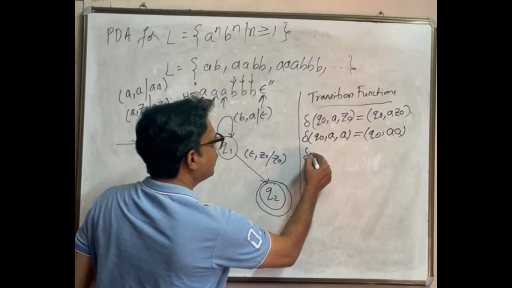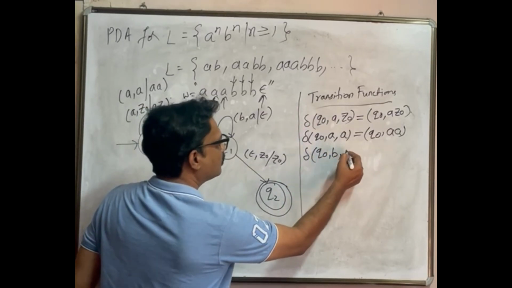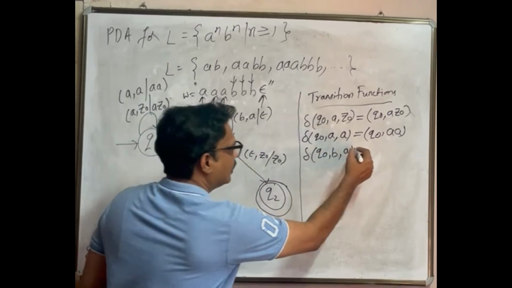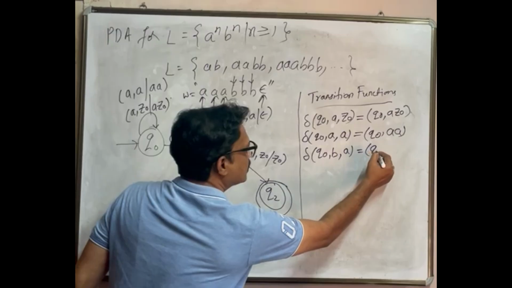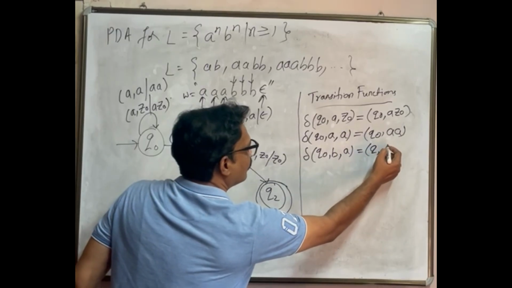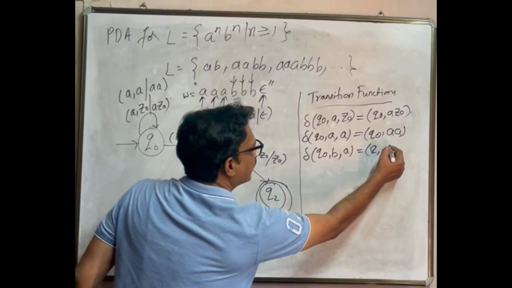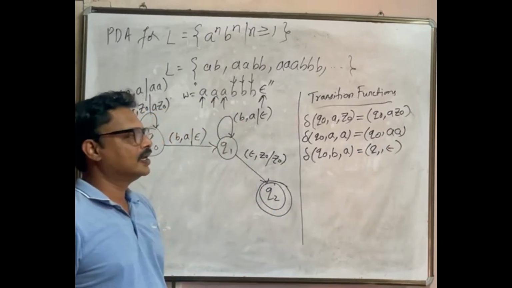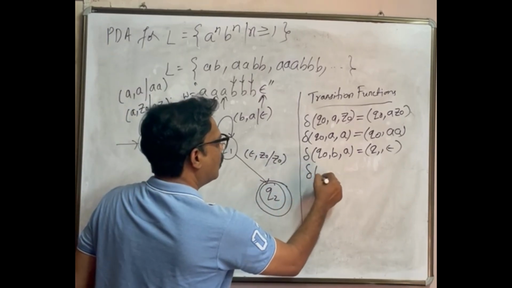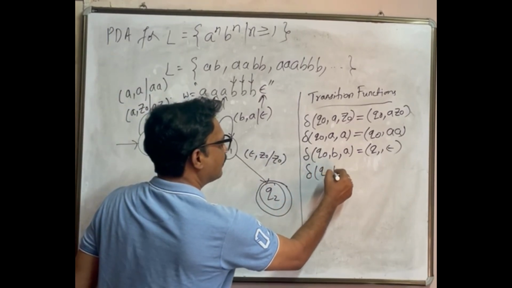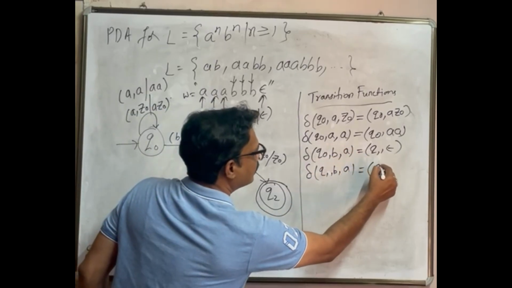Next, on the same state Q0, if a B is read and on the top of the stack there is an A, then what we do is the PDA will move to state Q1, and one A will be popped, that is epsilon. Now on Q1 there can be several B's that it encounters, so all of those will be popped.